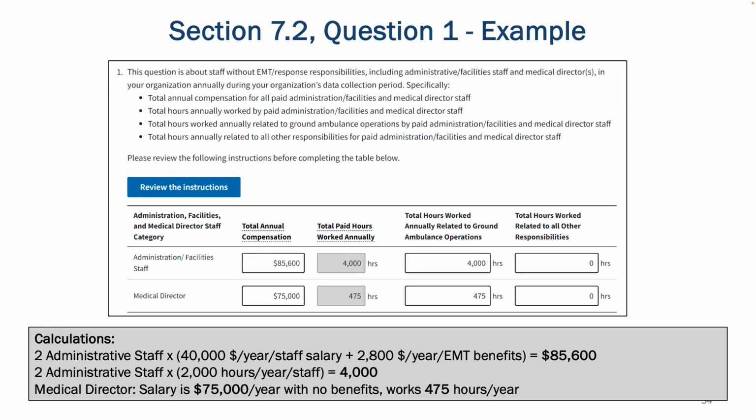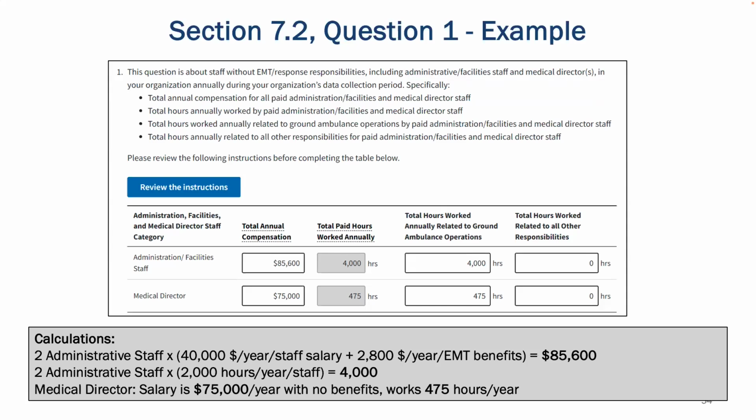Together, the combined total annual compensation is $85,600. With respect to total hours worked, both of the administrative staff worked 2,000 hours for the year, totaling 4,000 hours. All of these hours worked were spent supporting ground ambulance operations.